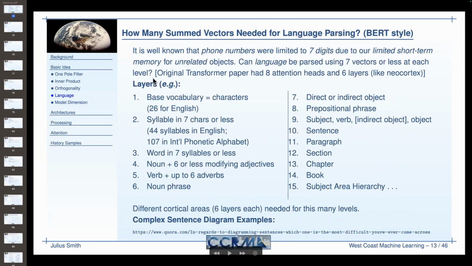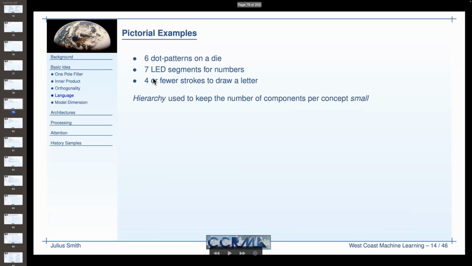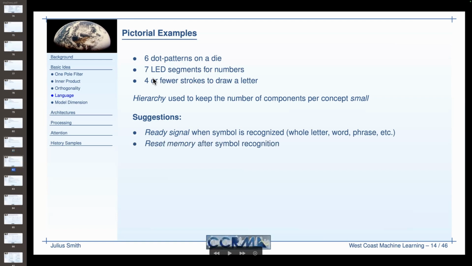Just a thought experiment on hierarchy making it possible to use quite short memory. An RNN can have no problem at all holding 7 digits, right? If your gating is good and you have a good reset, so it knows when it's done and it's starting over on something. I think that's a really interesting way of thinking about building things out of small memories. In the pictorial realm, you have 6 dots on a die, 7 LED segments for numbers, you draw a letter with 4 or fewer strokes. So we can use hierarchy to keep the number of components per concept small. That means you can have the memory resetting pretty frequently if it's just taking these small gulps, and you've got plenty of hierarchy for assembling everything together.